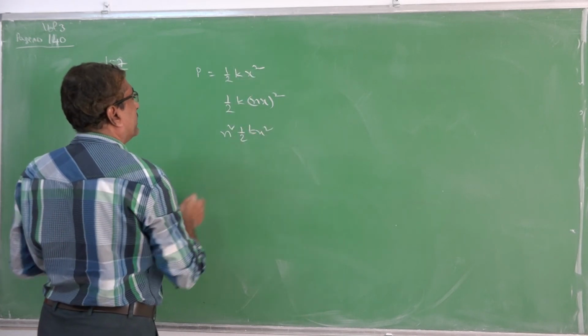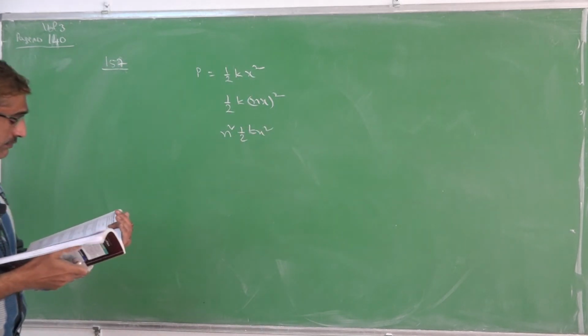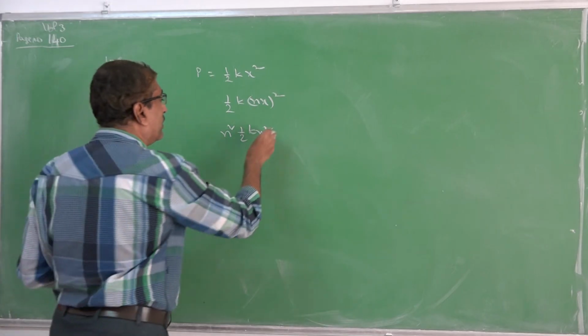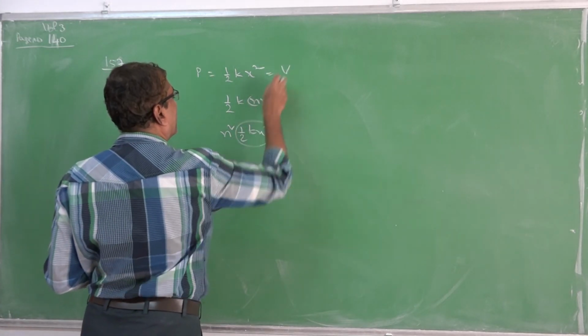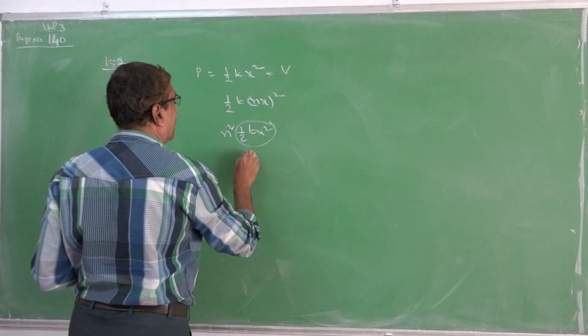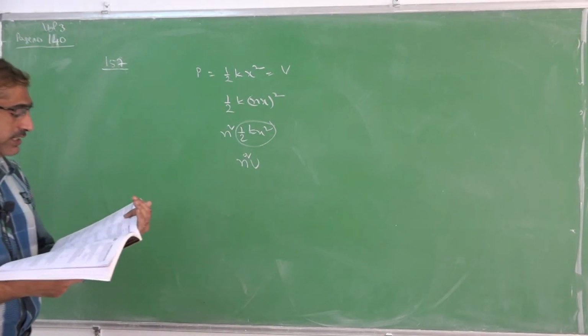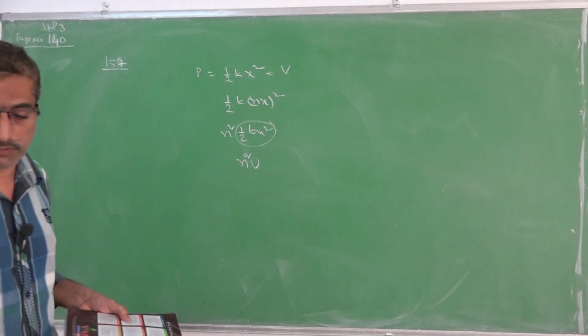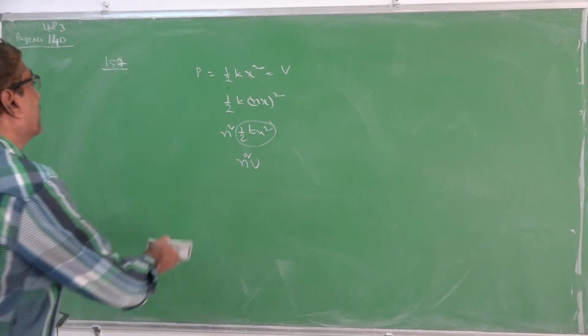So the ratio means, this one is given as V, so n square V. That means its potential energy stored will be n square that of the initial one. A simple one. Okay, next.